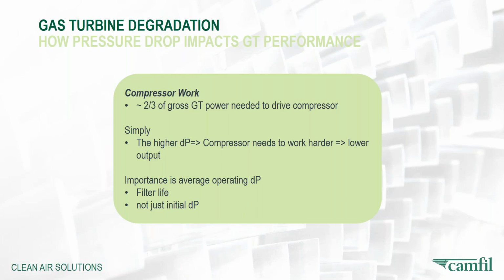When we speak about pressure drop from an inlet system, we're interested in the average operating pressure drop over its life, not just the initial DP of the filter, not just the number that's shown in a test report or a spec sheet, but how is it going to behave over the 4, 8, 10, 12, 16,000 hours it may be running.